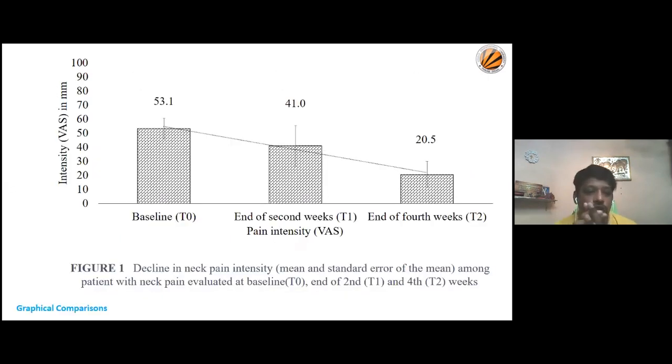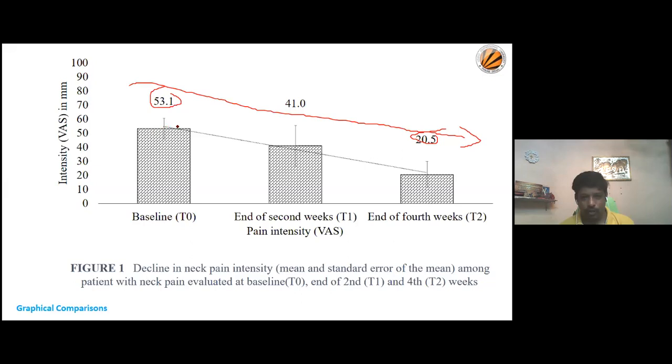Another way you can do this is using a bar graph, where this graph shows the pain intensity assessed three times, for example at baseline, at the second week, and at the end of the fourth week. The mean value, out of 100 millimeters on the visual analog scale, is 53, but at the third assessment it is 20.5. So we see a decline in your pain intensity because of your intervention, right? So it's very, very important.